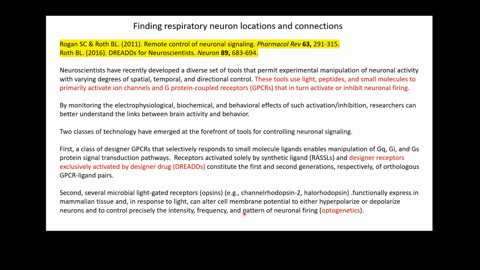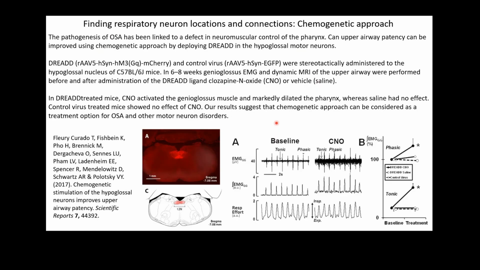And you can make these respond, by the pattern of light that you put onto them, into a specific pattern of neuronal firing that you need, not just turn them on or off like with DREADDs, but you can actually control their pattern of firing. And that is optogenetics. Let's take a look at some examples.